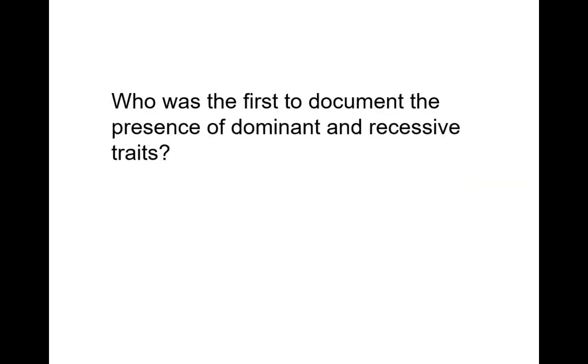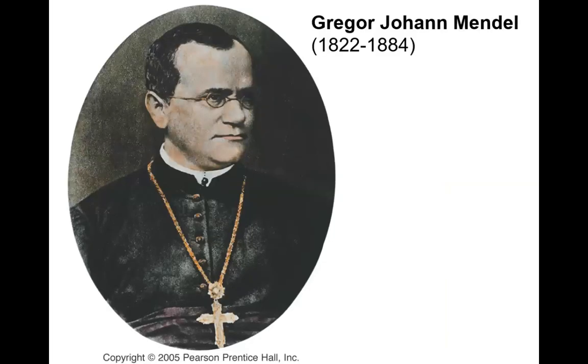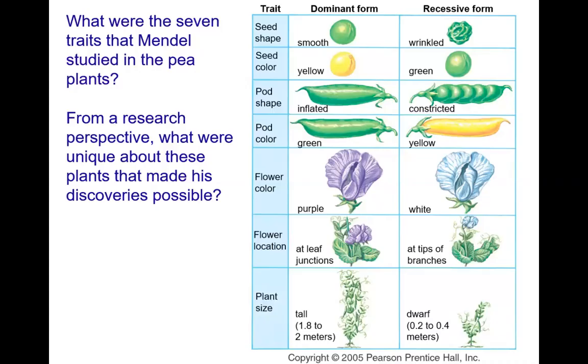So who was the first individual to document the presence of dominant and recessive traits? Many of you have heard of his name. It's Gregor Mendel. Gregor Mendel lived between the years of 1822 to 1884. He was an Austrian monk, and what he was known for was the study of pea plants that were quite prevalent around his monastery. And these pea plants were special. They're special because they have 7 very distinct traits.